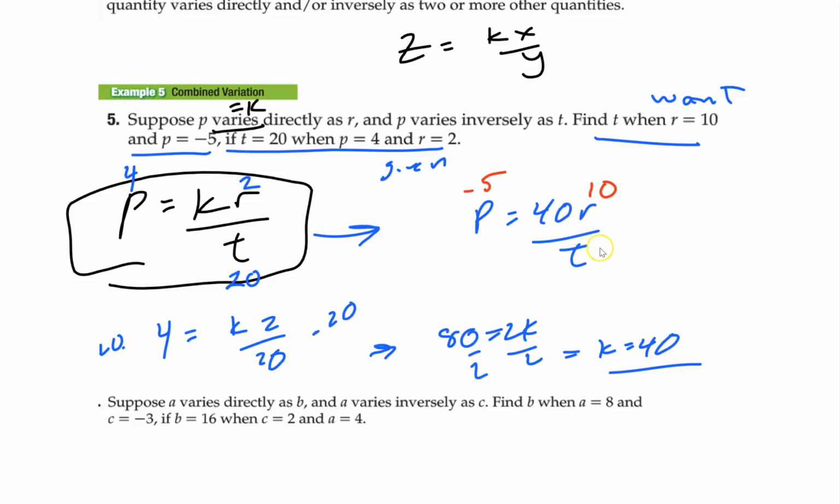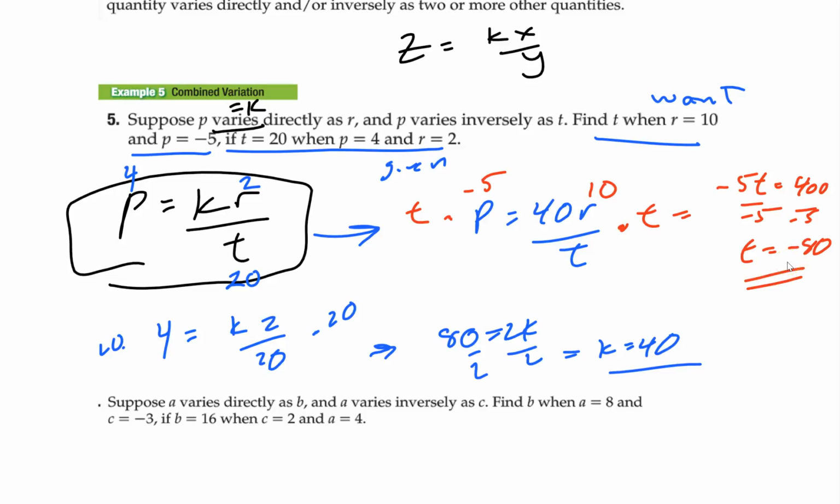Now this is a math problem, right? How do we solve it? We'll multiply both sides by t, because we want to get that out of the denominator. And I'm going to get negative 5t equals 400. Divide by negative 5. And I get t equals negative 80.